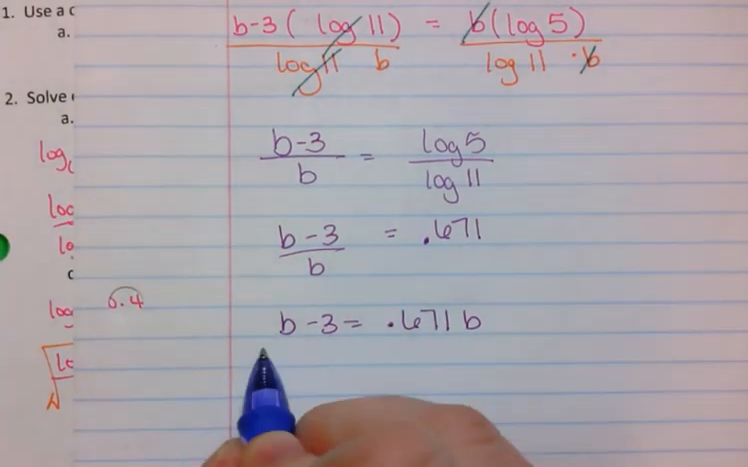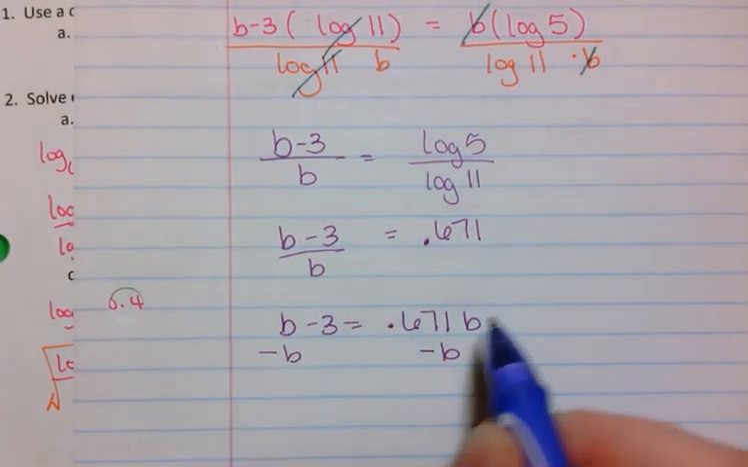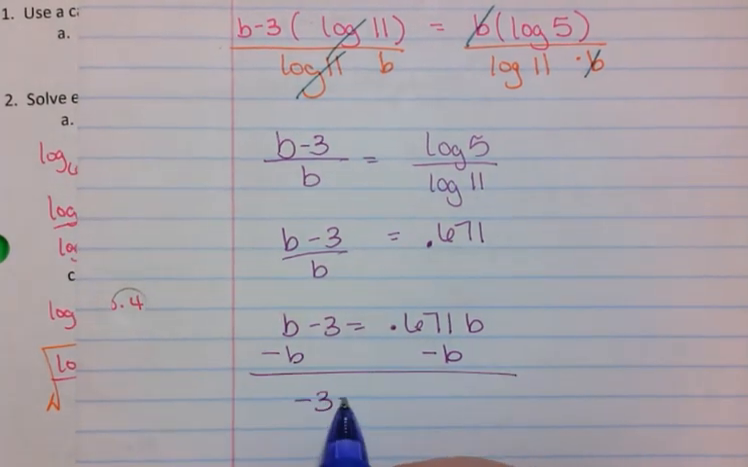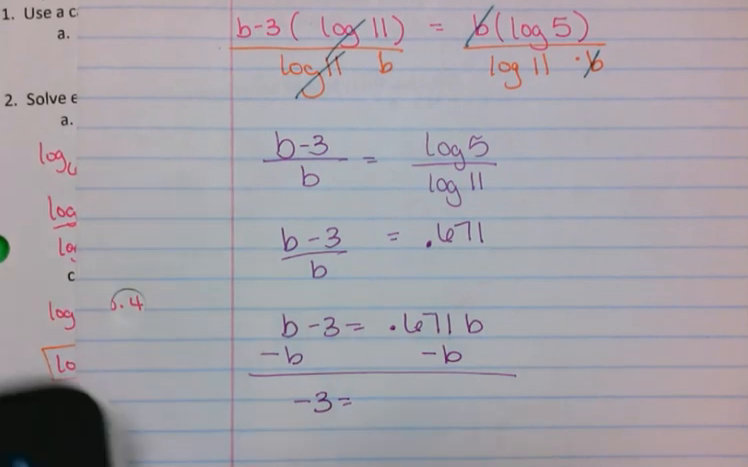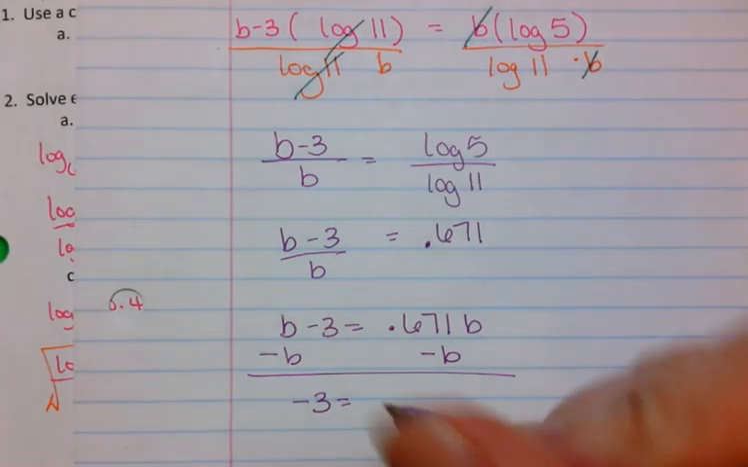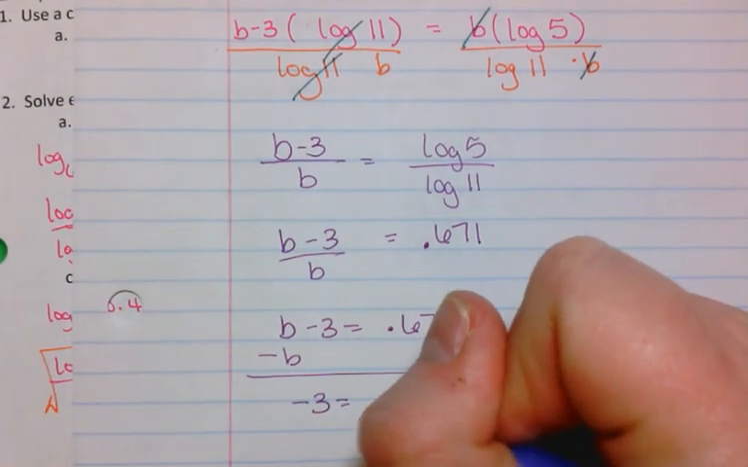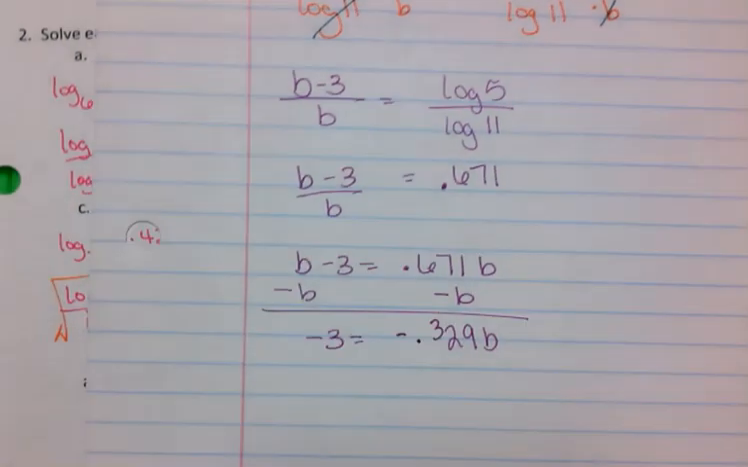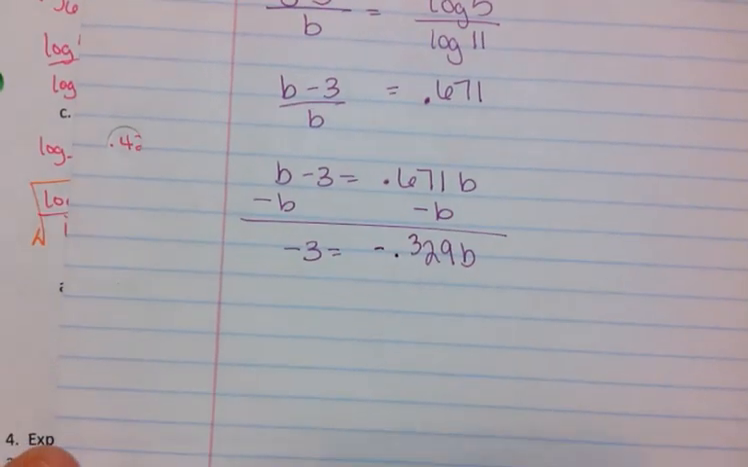I'm going to subtract this b, so this is 0.671 minus 1, so I have negative 3 equals negative 0.329b, and now I'm going to divide by that negative 0.329.